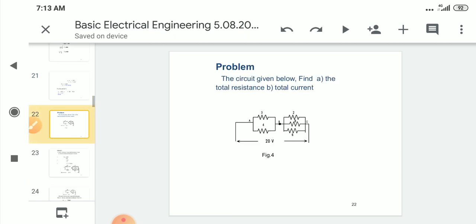Let's see the next problem. Here this is a circuit. Find the total resistance and total current of this circuit. In this figure, let's observe the combinations. 3 and 4 are in parallel.